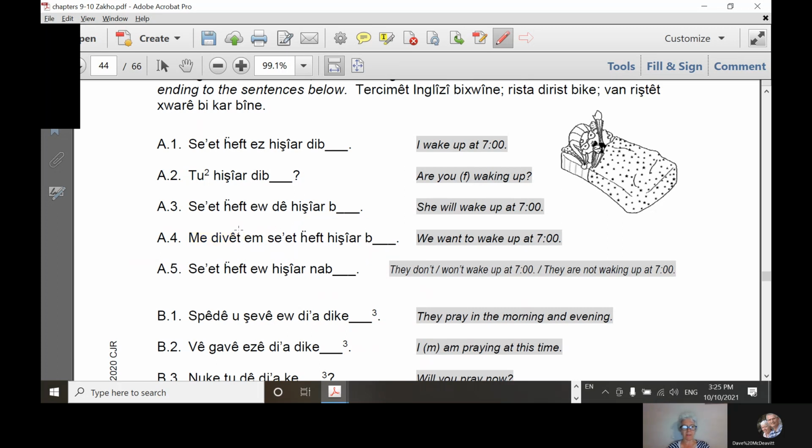Now, if we're going to negate that, then in English, we would say, so we want to wake up at 7 o'clock. We could say they, to change our subject, they don't wake up. That's present tense. Or they won't wake up. That's future tense. Or they are not waking up. That's the progressive tense. And all of these are exactly the same in Kurdish.